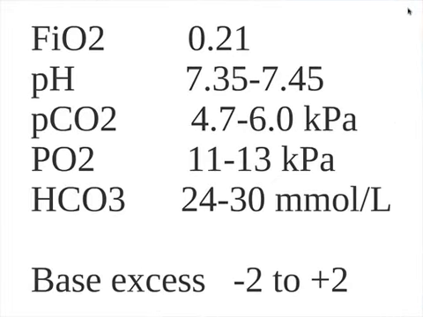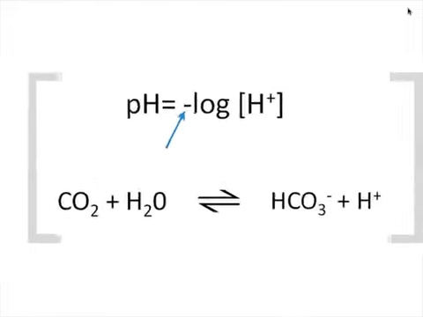So here's the information we're going to get, again just as a reminder. We're going to note the FiO2 ourselves. We'll get the pH, with normal value 7.35 to 7.45. PCO2, 4.7 to 6 is normal. PO2, 11 to 13 is normal breathing room air at sea level. And bicarbonate concentration 24 to 30, something like that. And base excess usually plus 2 to minus 2.